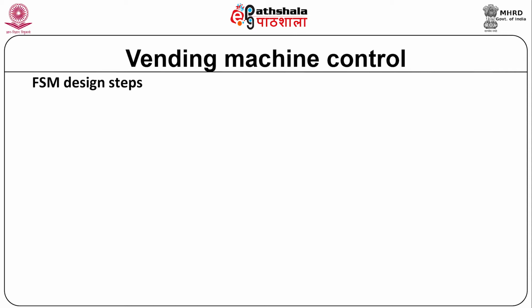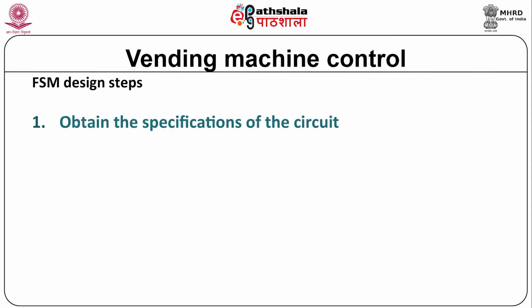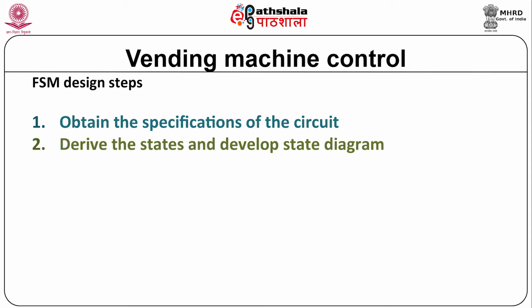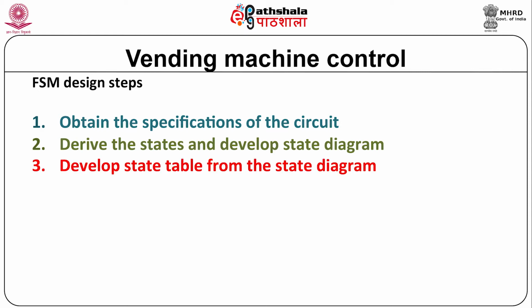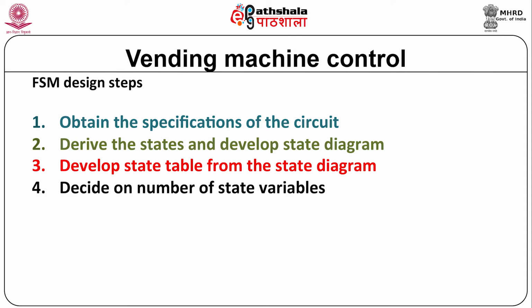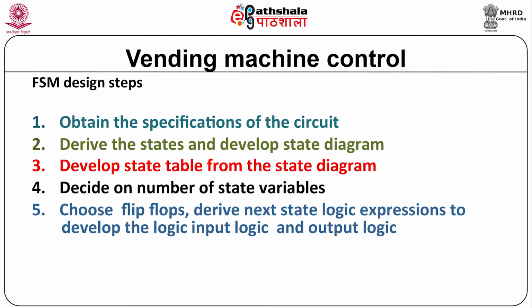FSM design steps are discussed below. First, obtain the specifications of the circuit. Second, derive the states of the state machine and develop the state diagram. Third, develop the state table from the state diagram. Fourth, decide on the number of state variables needed to represent all states. Choose the type of flip-flops for implementation. Derive the next state logic expression to develop the input logic and output logic for implementation. And last, implement the design.